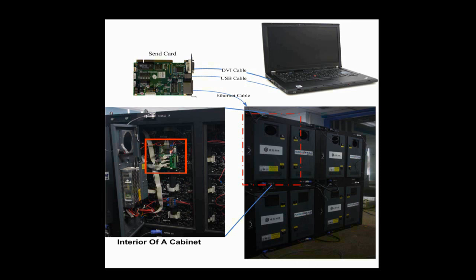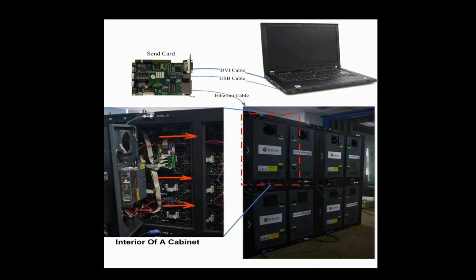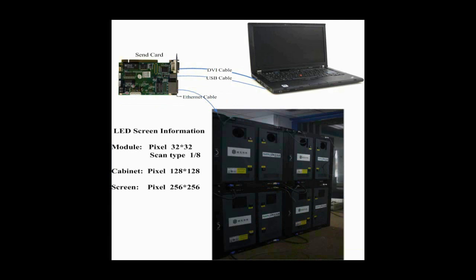Modules of each row are connected together, and data goes from right to left when watched from the front. From right to left, this is the module cascading type of this cabinet. The pixel resolution of a module is 32 by 32, and that of a cabinet is 128 by 128. This picture shows how the four cabinets are connected together.